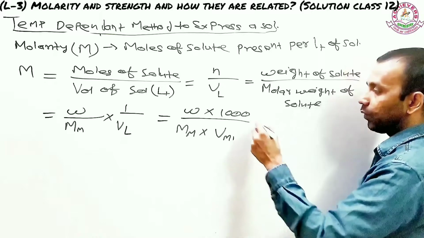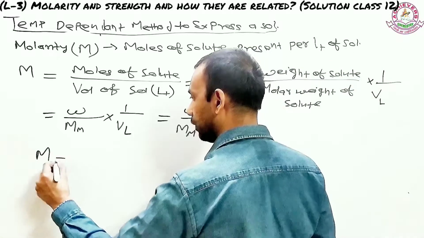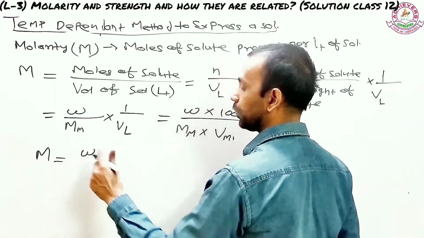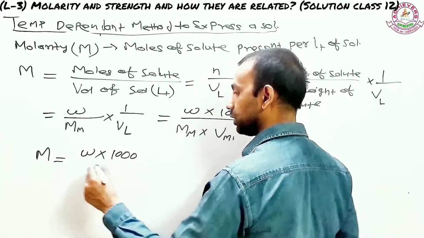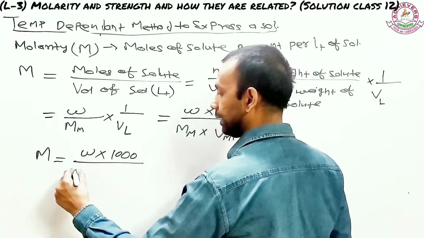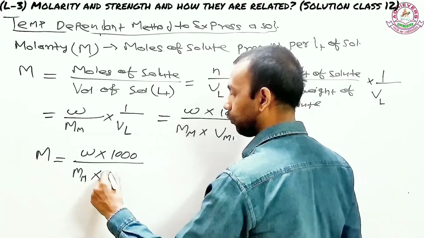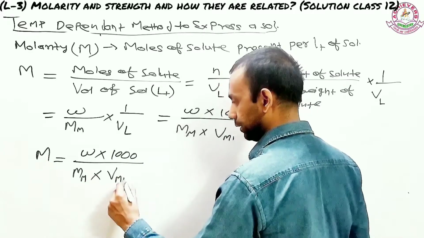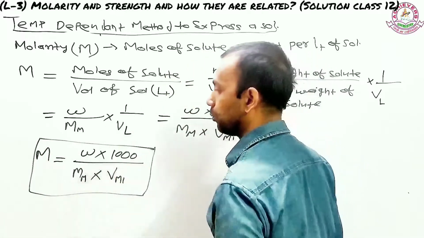So finally the formula is going to be, this is coming out to be M equal to W, which is the weight of solute, into 1000, and this is done because we need to convert it into liter. Then there is molar mass of solute, and then you have volume in milliliter. So this is the final formula coming out to be for the molarity.